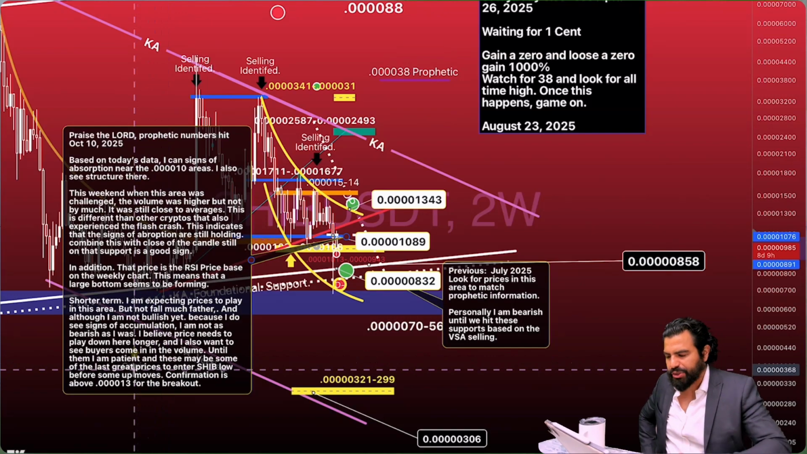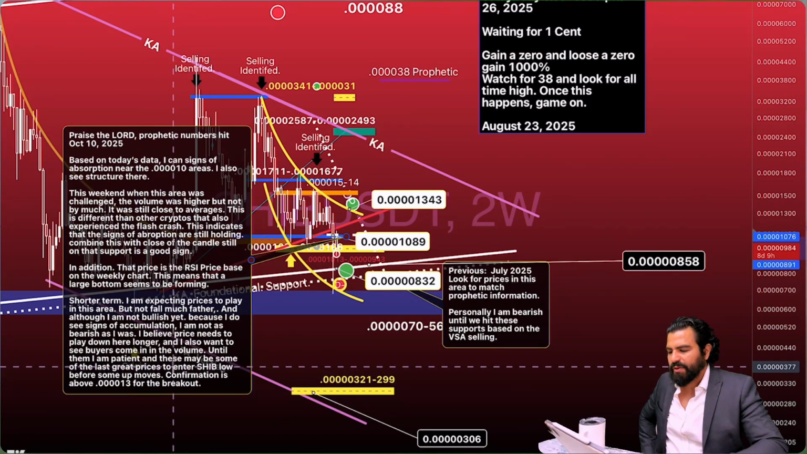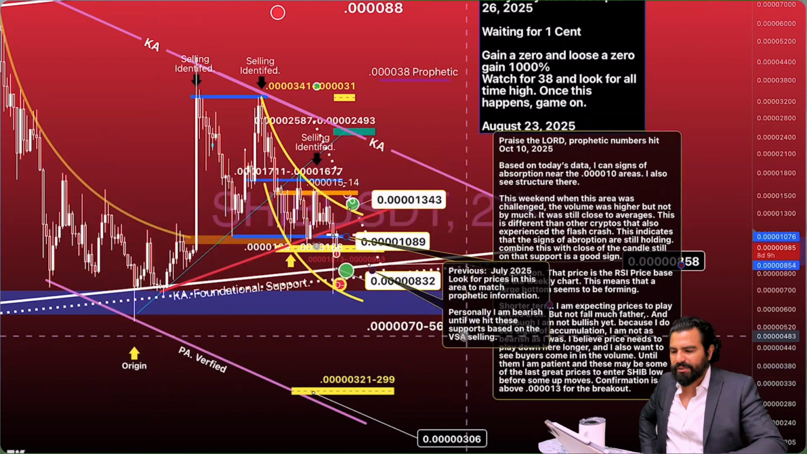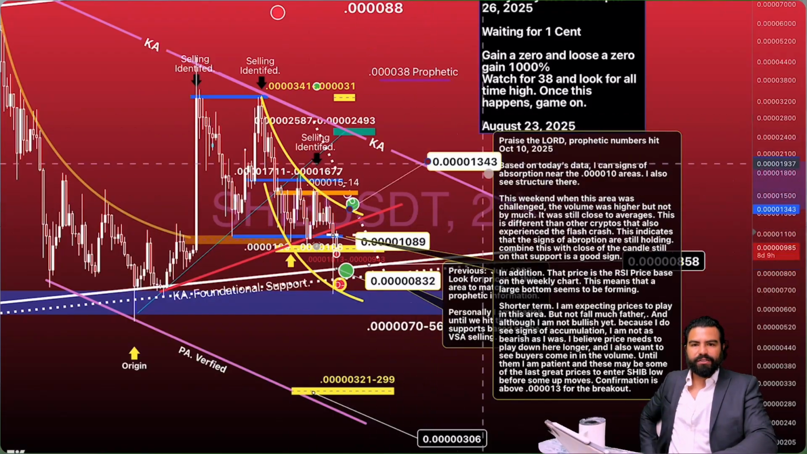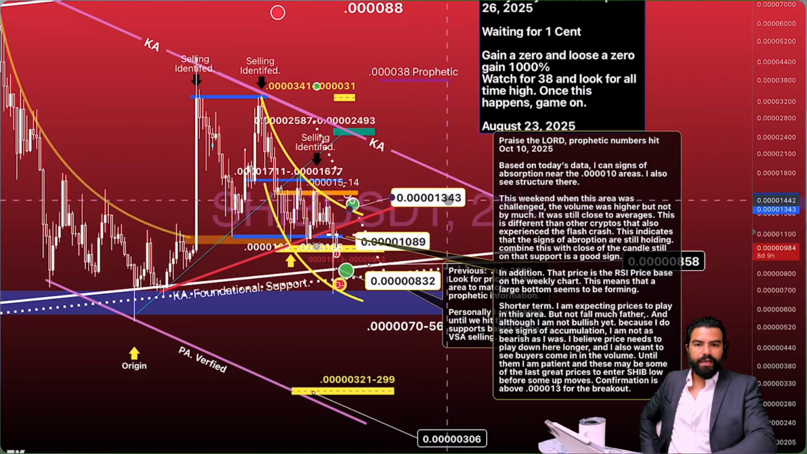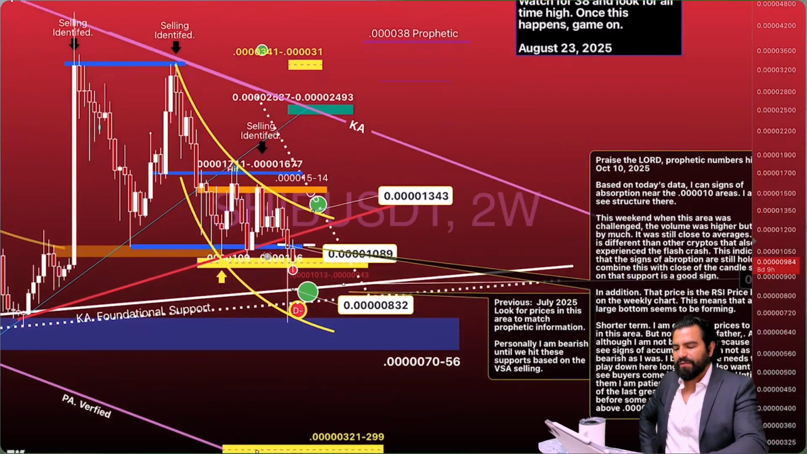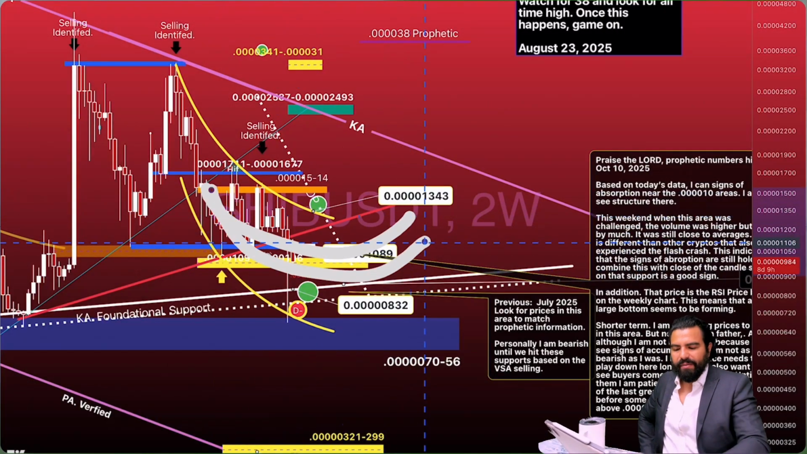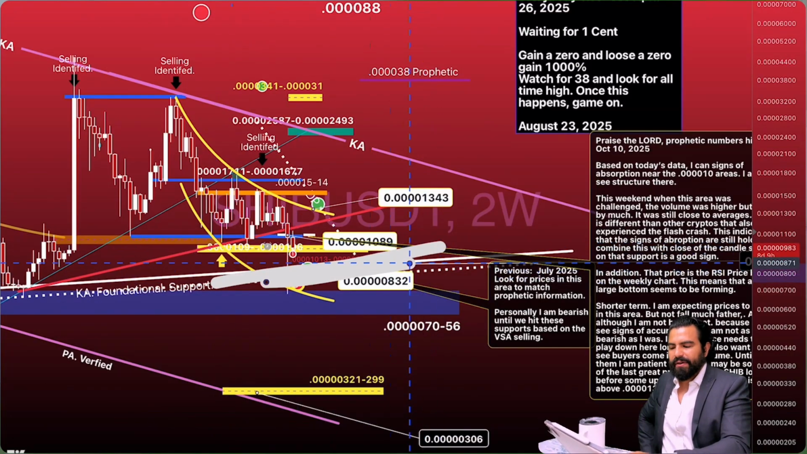Until then, I am patient that these may be some of the last great prices to enter SHIB at lows before the up moves. Confirmation is above 00013. So I really need to be, again, above this before I start thinking seriously about buying SHIB at the moment. Otherwise, I'm going to be looking for bottoms to form in these areas or in these areas. Primarily right now in these areas.